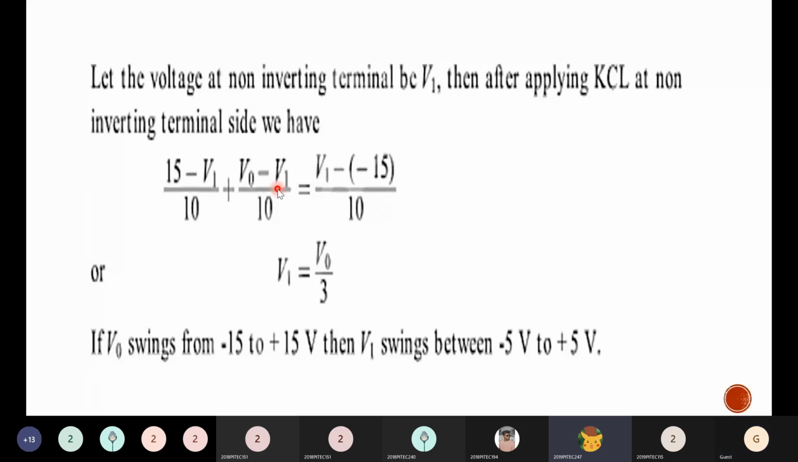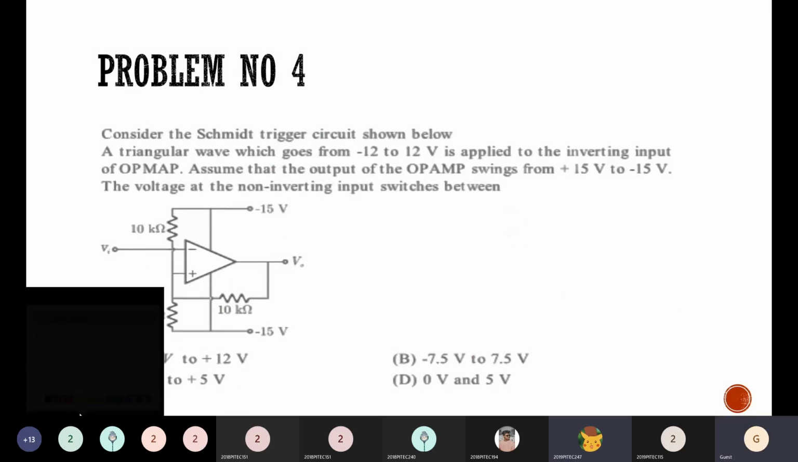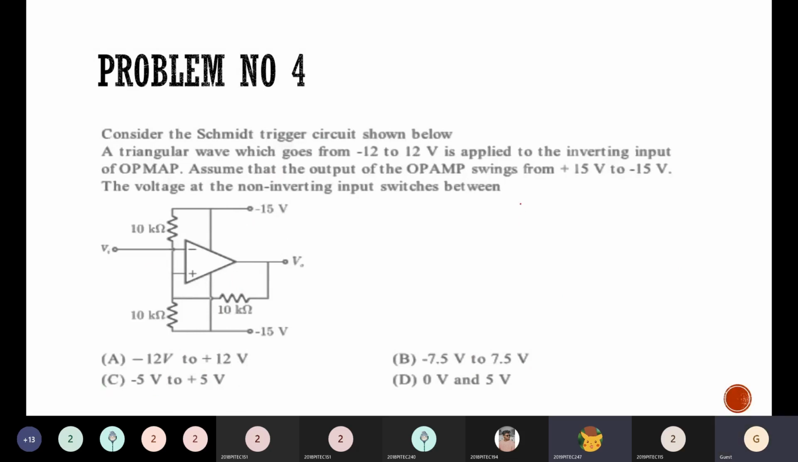So the final answer for this problem is plus or minus 5 volts, which is option C. The output swings between plus or minus 15 volts, then the reference voltage will swing between plus or minus 5 volts. You can draw the output waveform also. You can draw a waveform for this. Why don't you make a try? You have to draw input and output.